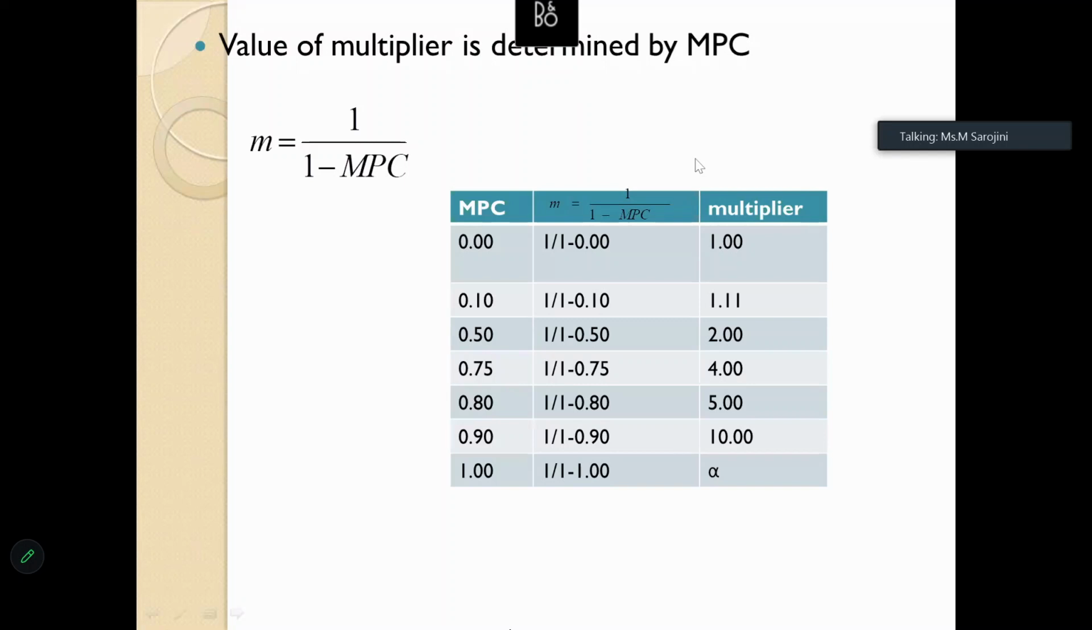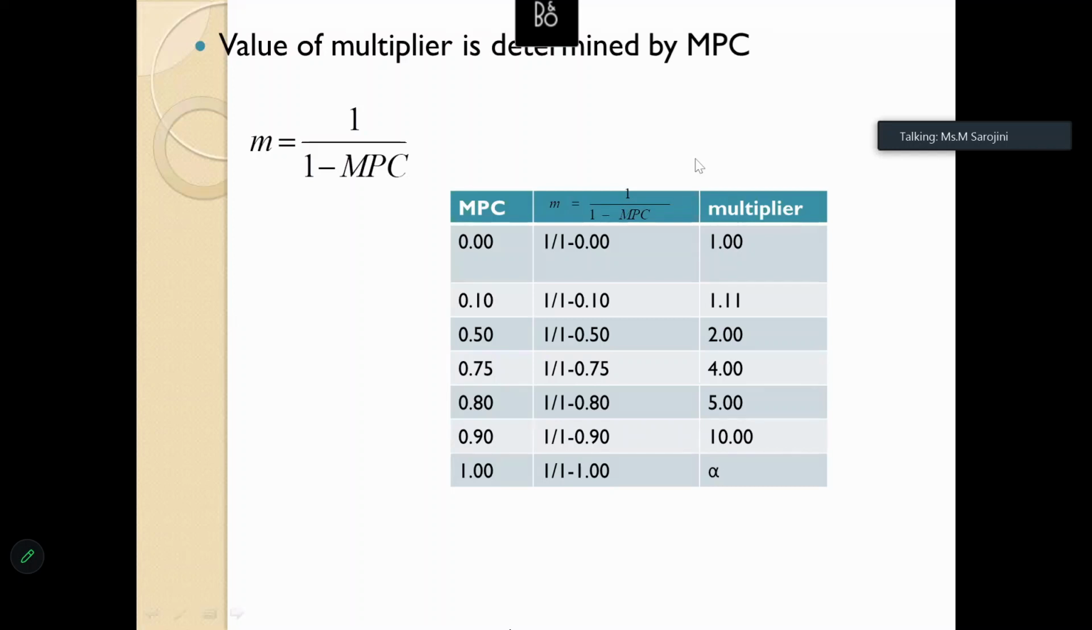Right. Normally the value of the multiplier is determined by the MPC, because the equation for the multiplier is 1 divided by 1 minus B, or the MPC. Therefore, if there is a change in the MPC, that also changes the multiplier as well. For example, once the MPC is equal to 0, right?